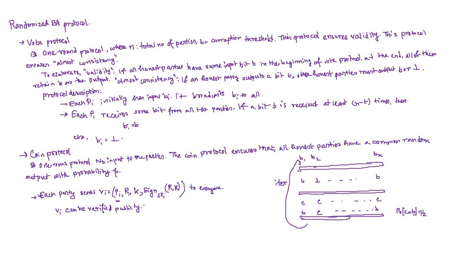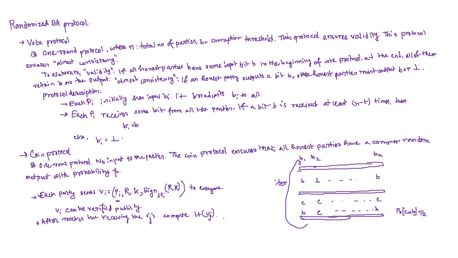Now, whenever you have received a correct vi value, each party, after receiving all the vj's from the other parties, computes a hash value on each of them. So Pi is receiving all the vj's, and then it computes h of vj for all j equal to 1 to n, whichever is received and verified successfully.